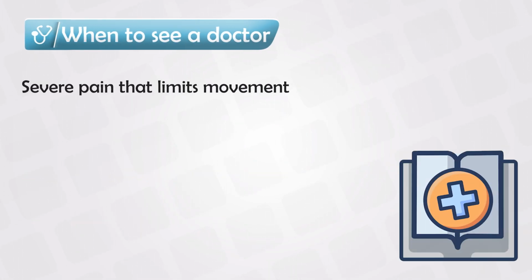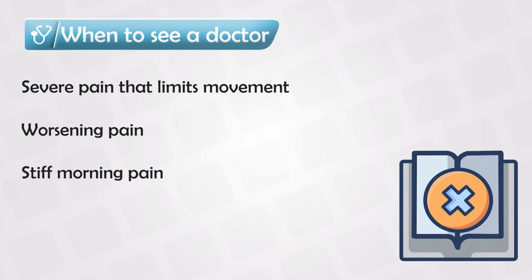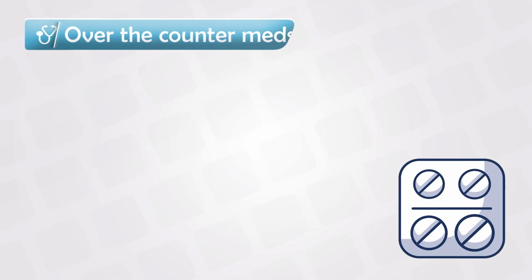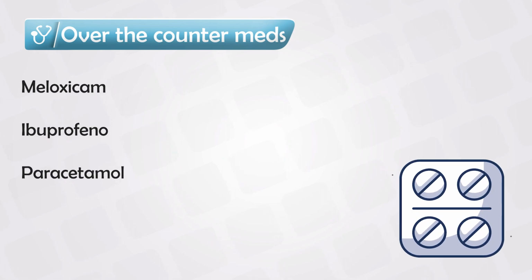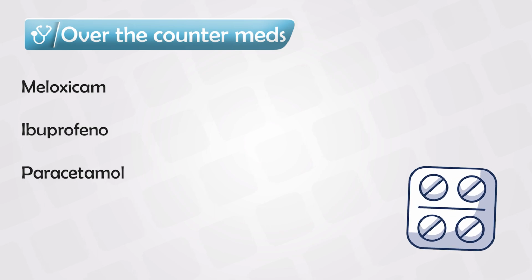In any case, you need to see your doctor if the pain was very severe and limiting your movement, or if the pain was only getting worse and not improving, or if it was associated with stiffness in the morning that lasts for more than 30 minutes. Some of the good pain medications that you can take over the counter include meloxicam and ibuprofen and maybe paracetamol.